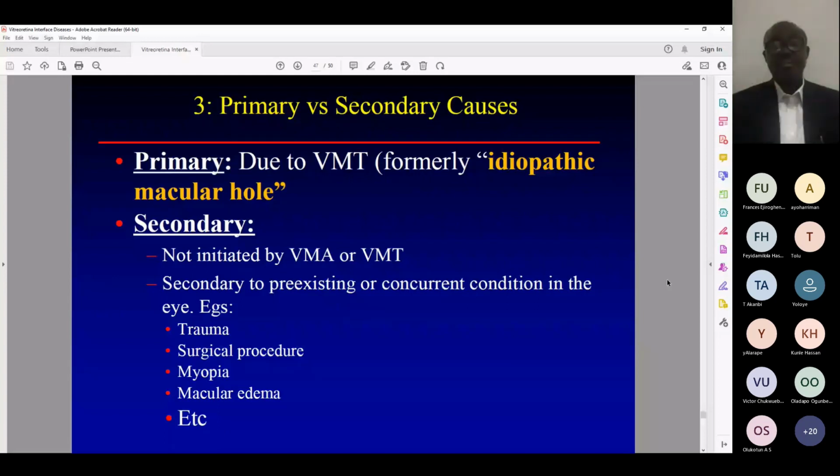Okay, so again, the third criteria will be either primary, in which case we'll describe an idiopathic macular hole, or secondary, in which case it's associated with other retinal pathologies. You can see them: trauma, surgical procedure, myopia, macular edema, etc. Next slide.